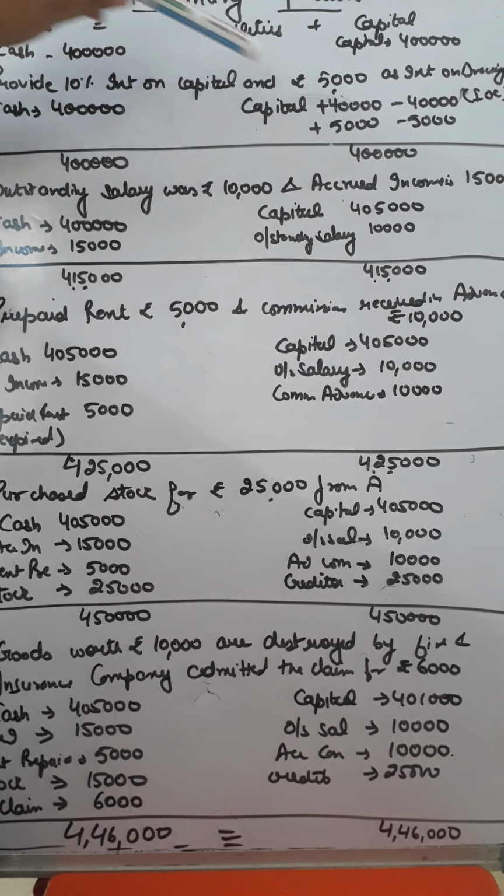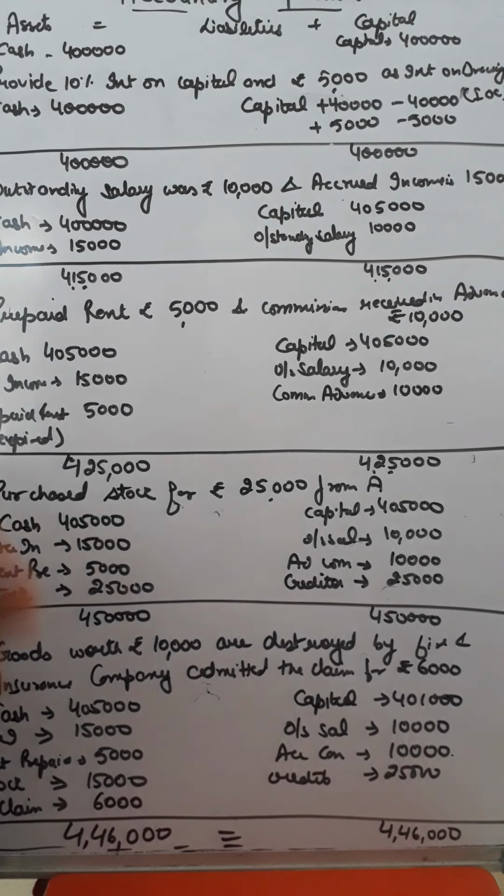So both the adjustments for interest on drawings and interest on capital are from capital only, because on the one hand they are the income of the proprietor and on the other hand they are the expense of the business. So your accounting equation total is going to remain the same, and your assets and liabilities are also going to remain the same. After interest on capital and interest on drawings, there will be no change.